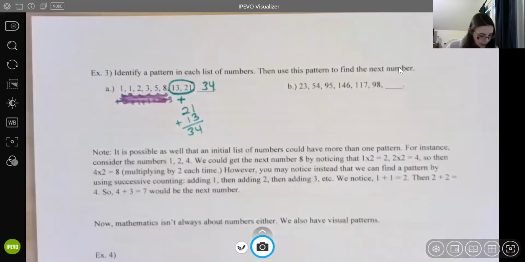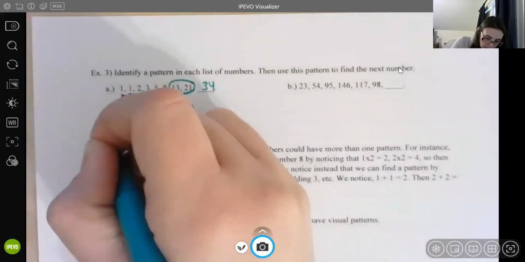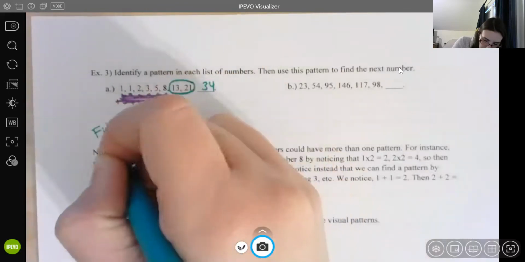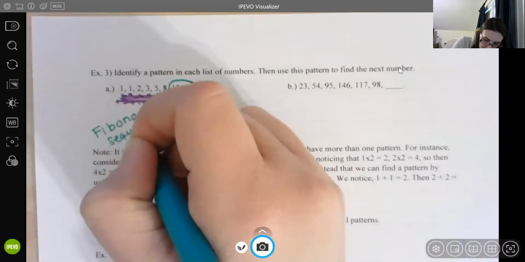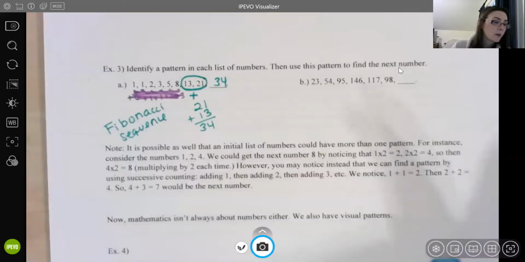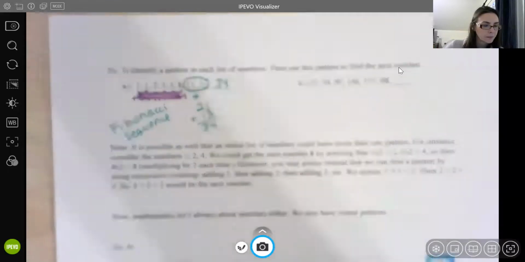And again, this is a little tougher to see here. So this is actually called the Fibonacci sequence. So it's a really special pattern where we're adding the 2 digits before, or the 2 values, I should say, before, not necessarily digits. So the 2 values before.